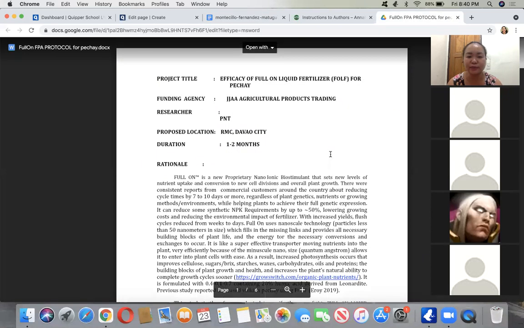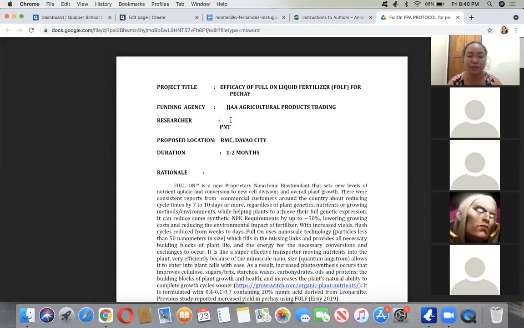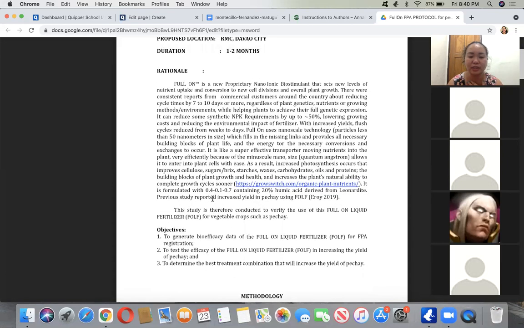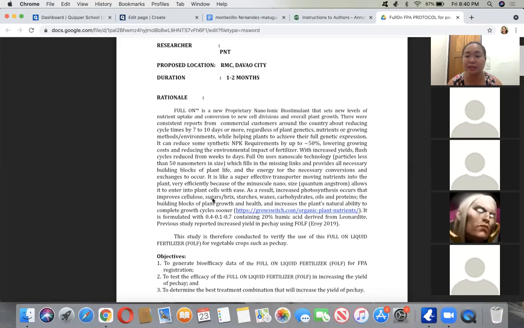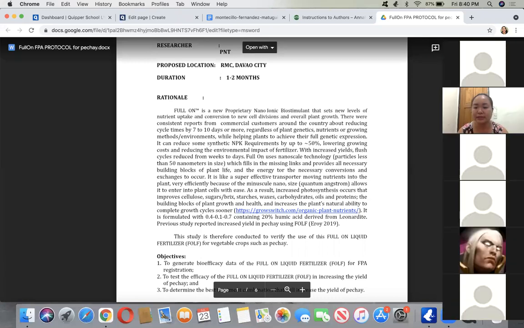So let's first focus on the FPA protocol. It has the project title, funding agency, the researcher, and our PNT numbers and IDs. You should also include the location and duration, and the rationale, usually the introduction. Since this is only a proposal, there is no abstract. We are already 12. I will take another screenshot.